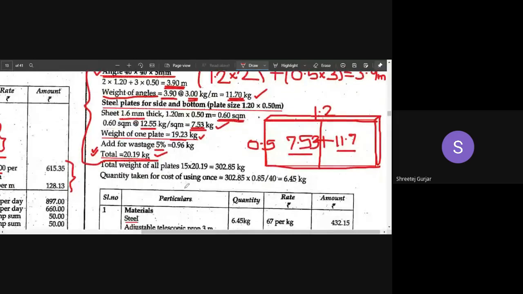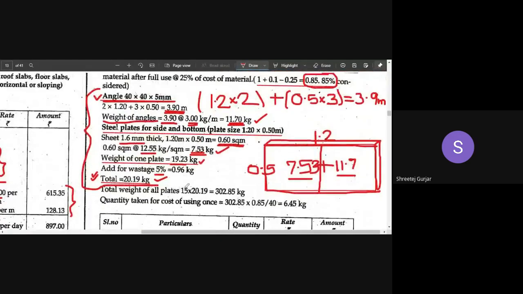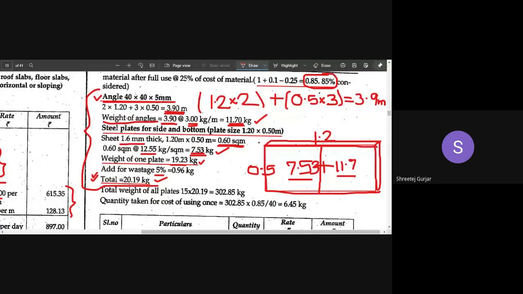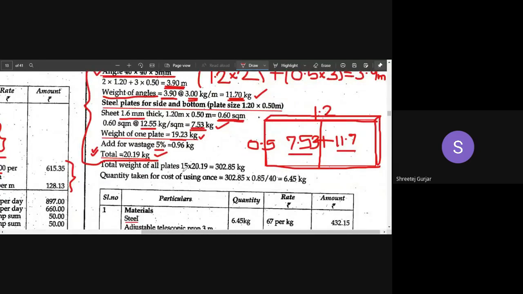Now we have to calculate how many panels are required. They have told us that we require 15 panels. Multiply that by the per panel weight. Per panel weight is 20. You will get that the total amount of steel required is 302 kilos of steel, including the angles.